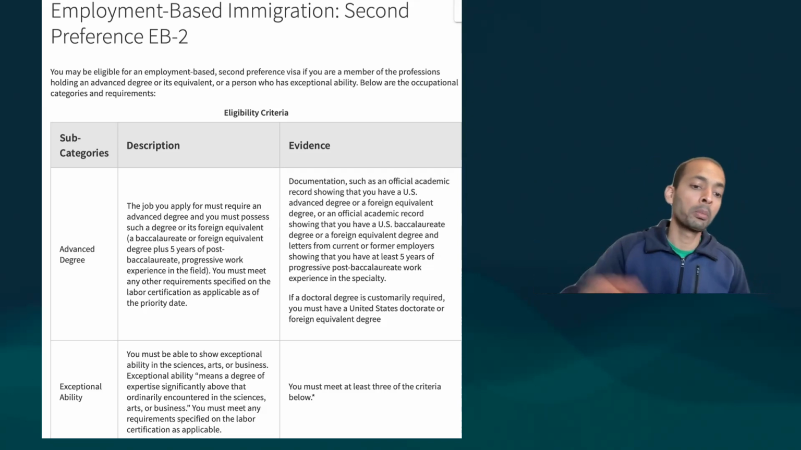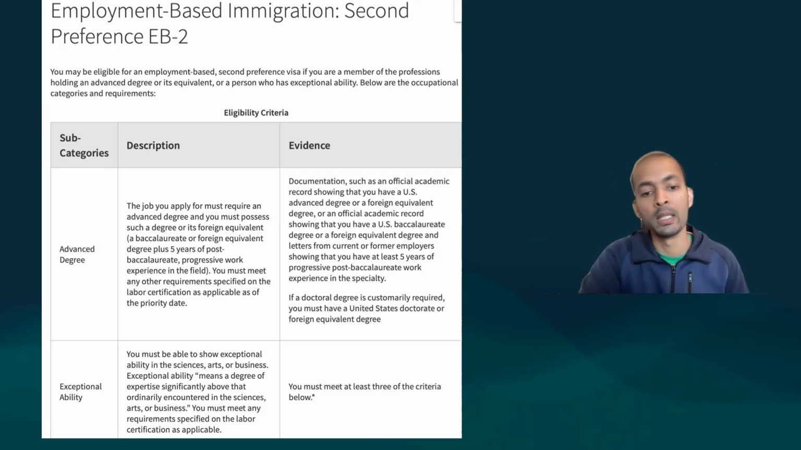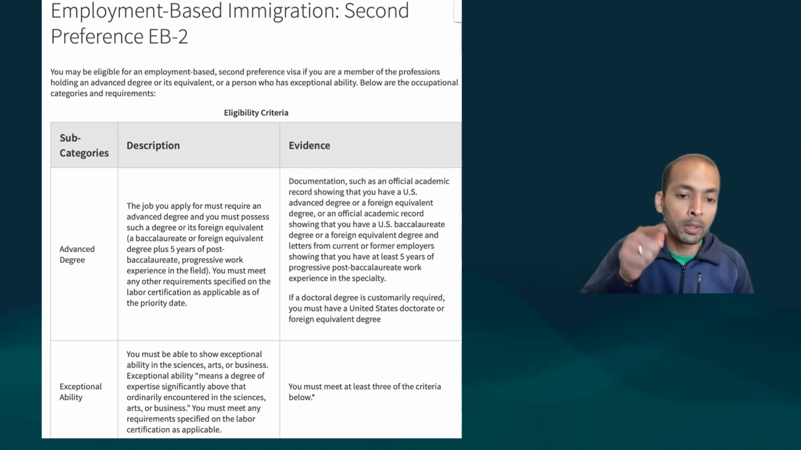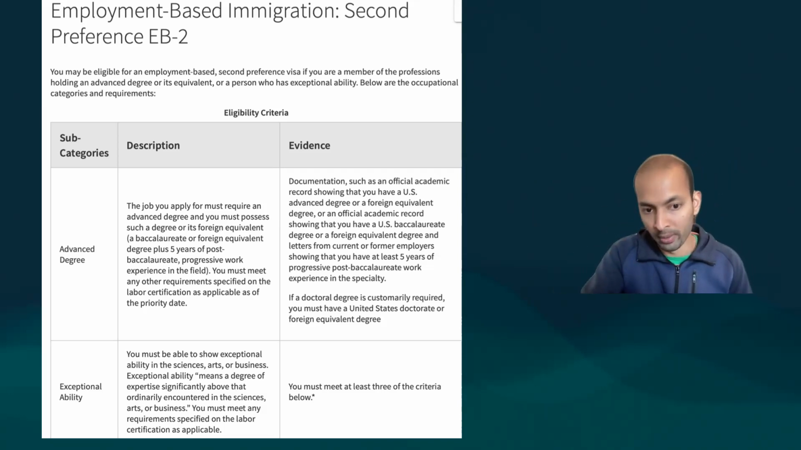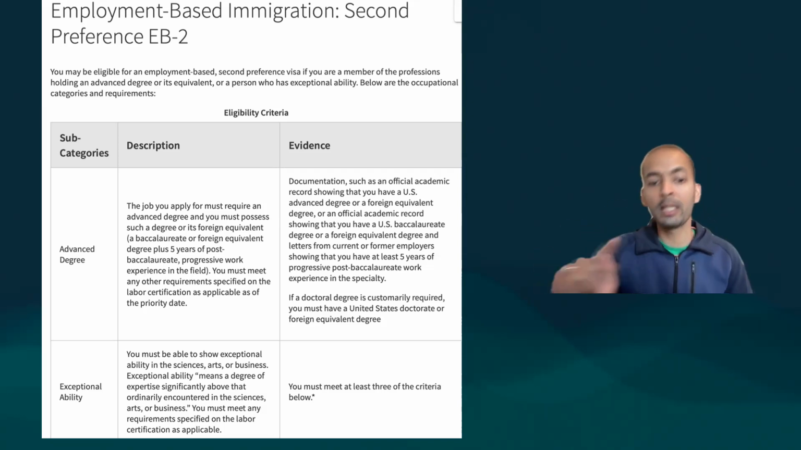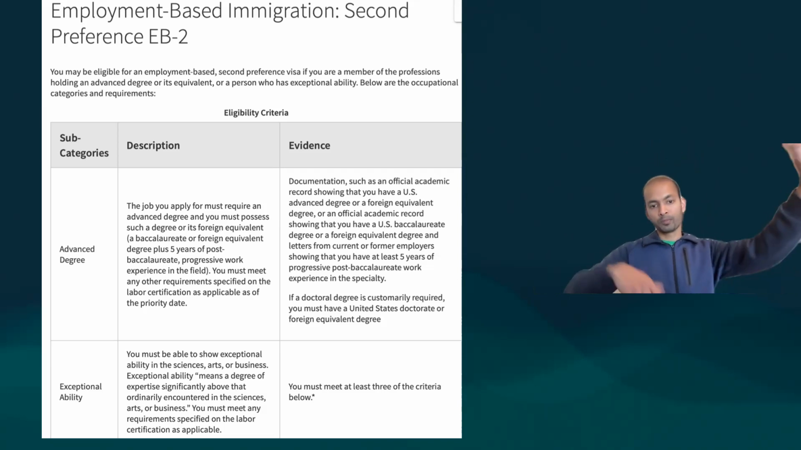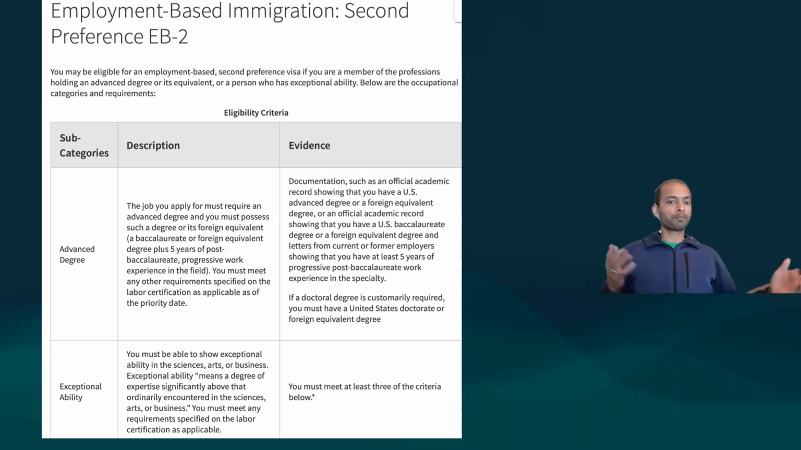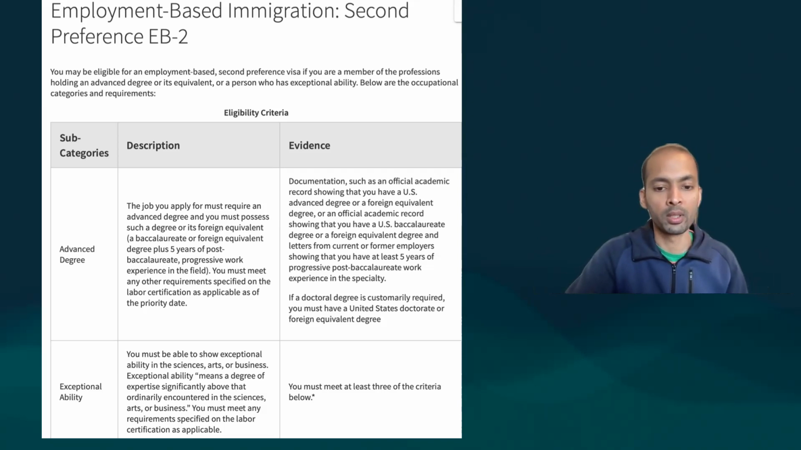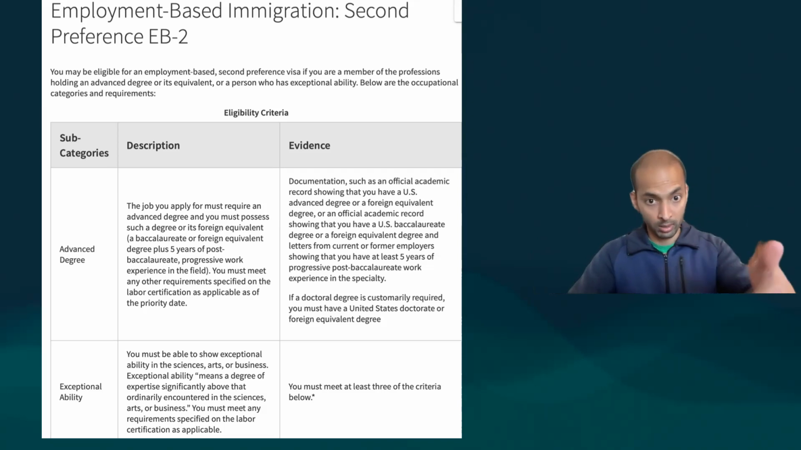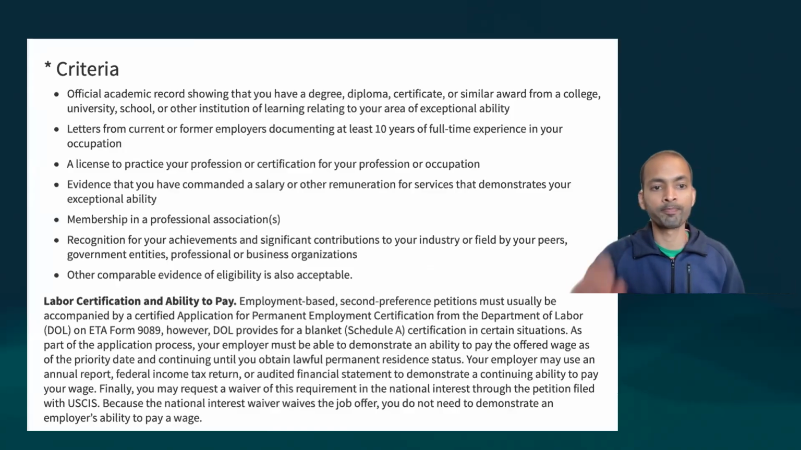Therefore, for doctors, probably it's easier to use the exceptional ability rather than the advanced degree, but you can talk to your attorney about it. You must be able to show exceptional ability in the science, art, or business. It means a degree of expertise significantly above that ordinarily encountered in the sciences, arts, or business. You must meet any requirements stated on the labor certification. So again, if you are applying for labor certification, then go through those criteria that are listed in the labor certificate.